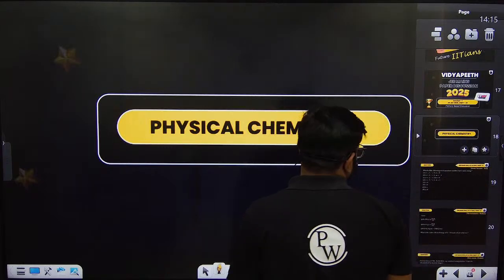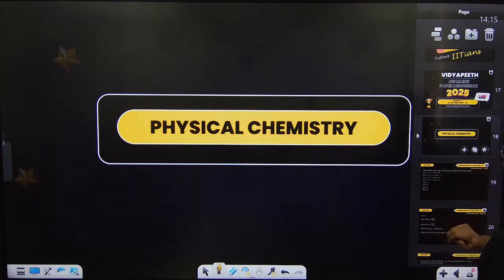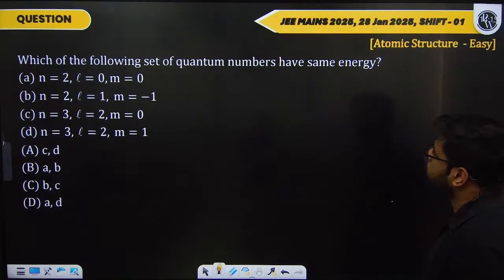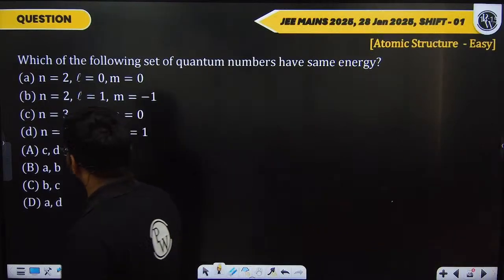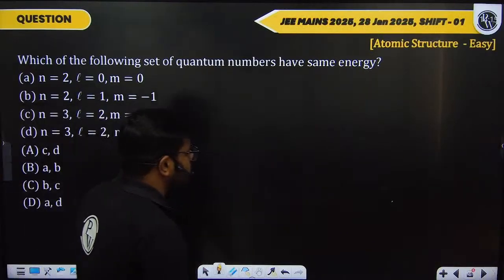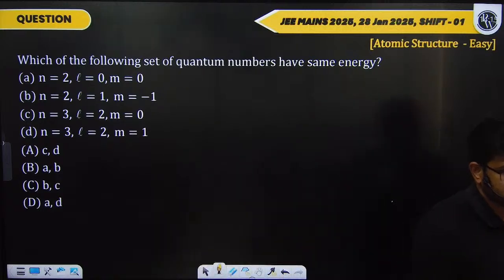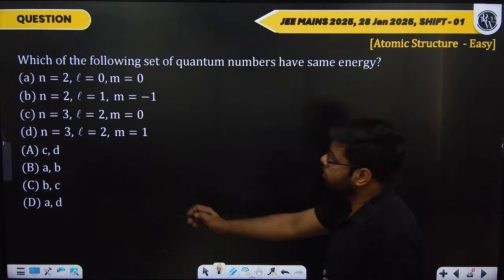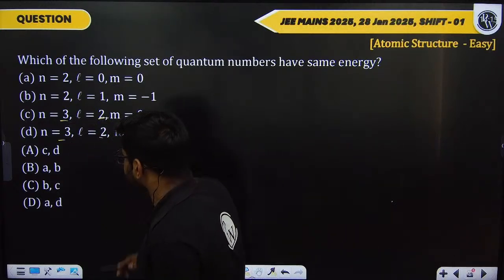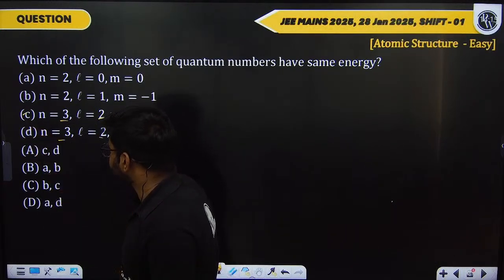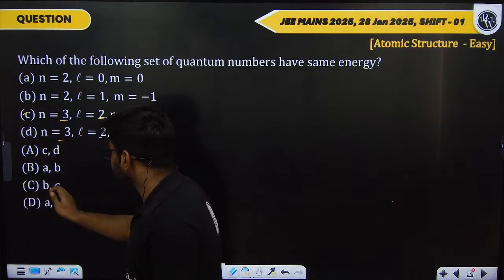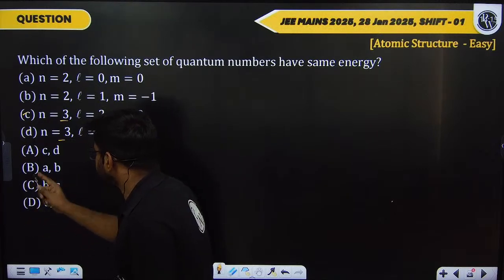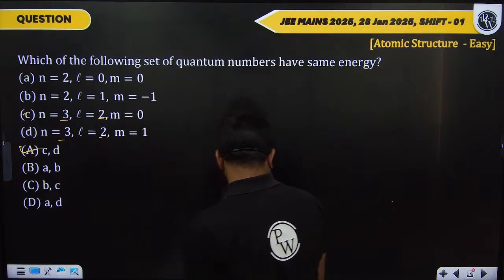Physical chemistry question. Energy of an orbital depends on the principal quantum number and azimuthal quantum number. Here, the principal quantum number and azimuthal quantum number both are the same, correct? And D will have the same energy. Then the answer should be here.